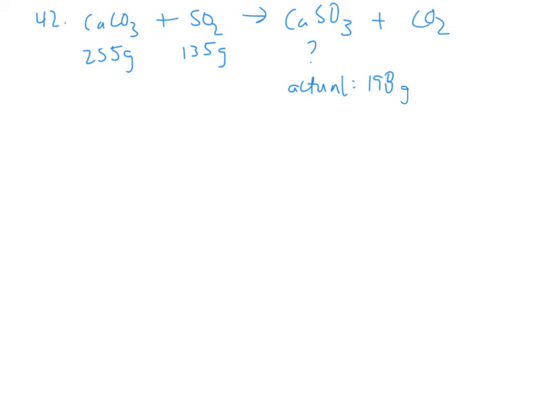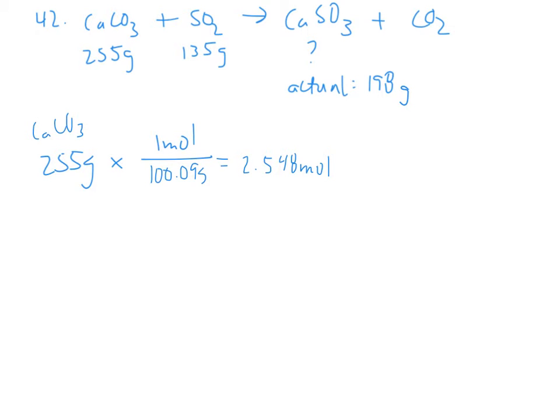Well, I'm going to have to find my limiting reactant once again, so the 255 grams of CaCO3 is really, when I divide by the 100.09 grams per mole, I made 2.548 moles, and again, this is the CaCO3 I'm working with, and since it's molar amounts, that's also going to be my yield of CaSO3.